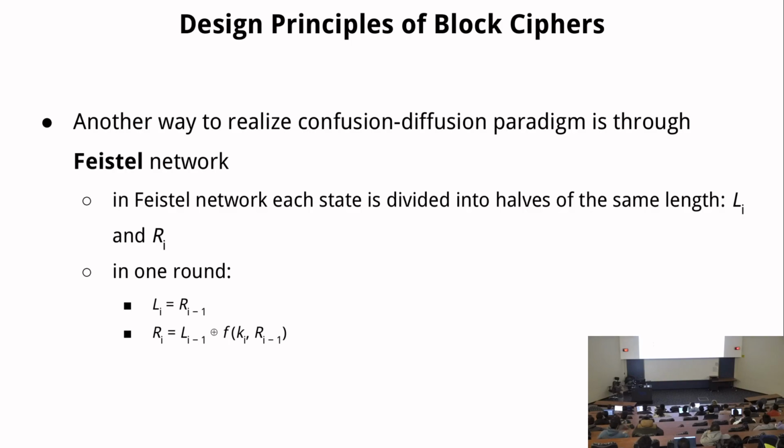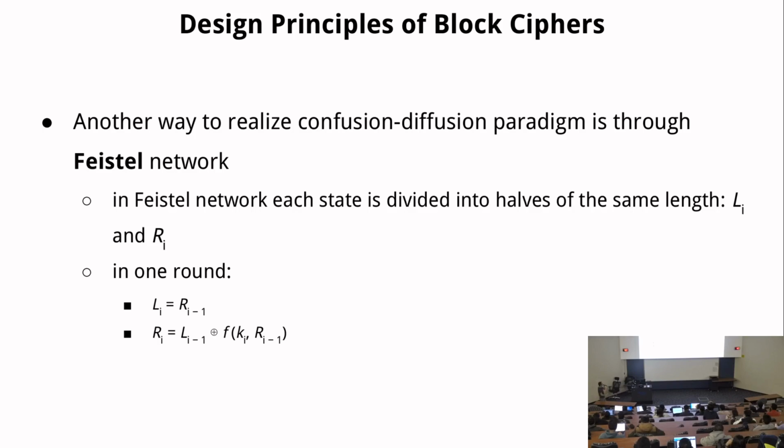One way to realize this confusion-diffusion paradigm is through something called a Feistel network. This is named after a cryptographer. I don't remember his first name. His last name is Feistel. So in a Feistel network, the state, which is the input of each round, is divided into two parts, divided in the middle. One is the left part, another one is the right part.